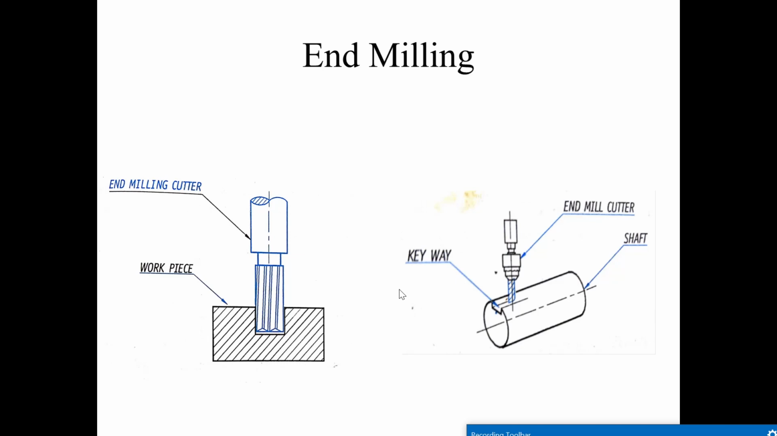End milling is an operation of producing narrow slots, grooves and keyways using an end mill. The milling cutter is attached to the vertical spindle, and the slot is produced as shown in the figure. We fix this cutter to the spindle. As you can easily identify, this operation is done in a vertical milling machine, and the depth of cut is given by raising the machine table.